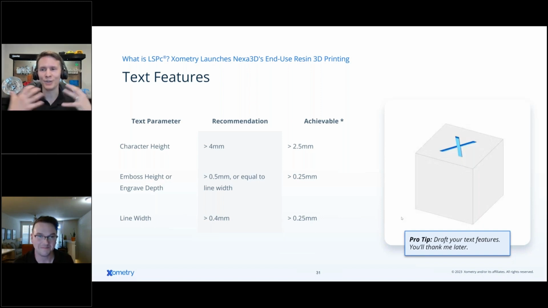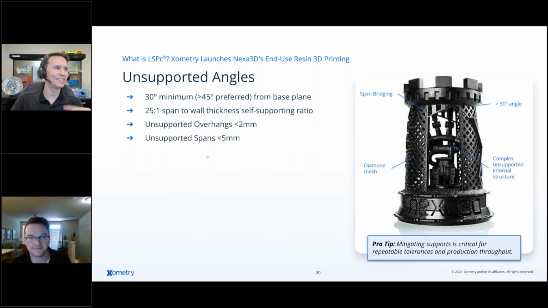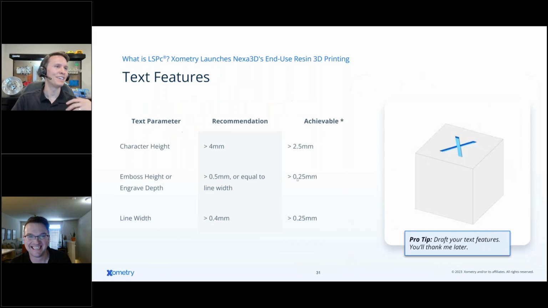So this is what's good about this is that they do transfer over. The last thing is just text and features. So what is text? Text is spans. Text is unsupported overhangs. So you're going to find that very similar rules apply there.